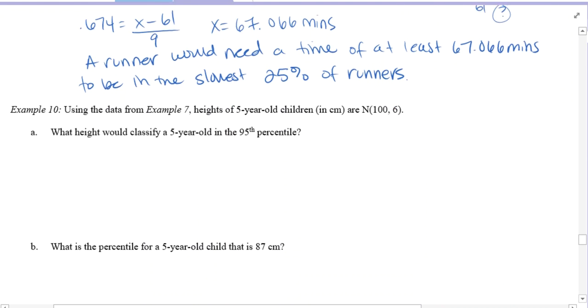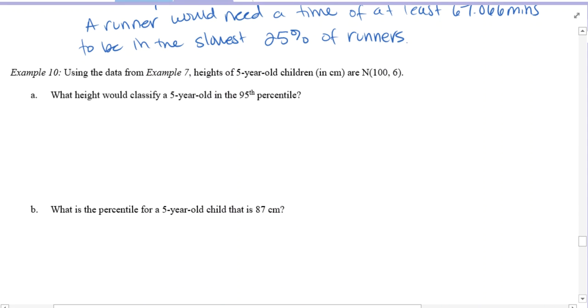Okay, number 10, using the data from example 7, heights of 5-year-old children in centimeters, here's this notation, N(100, 6). So that means that it was a normal distribution with a mean of 100 and a standard deviation of 6. That's what that notation means. So this is a very common question to see. What height would classify a 5-year-old in the 95th percentile? Okay, so we're talking about percentiles.